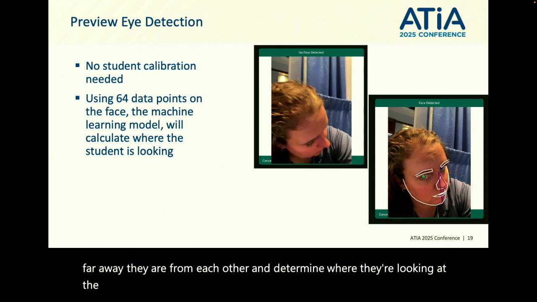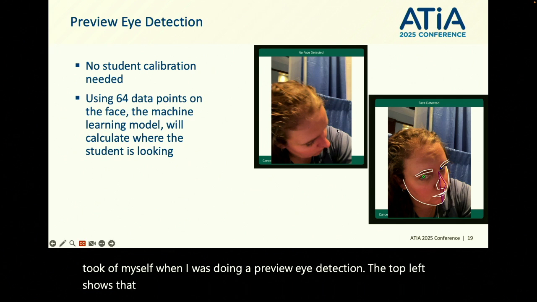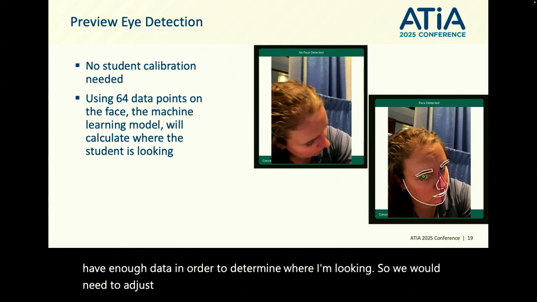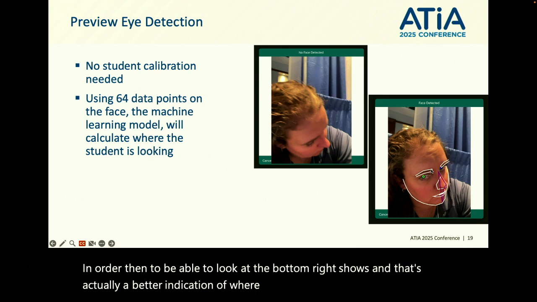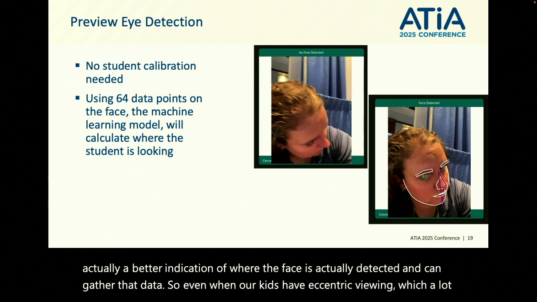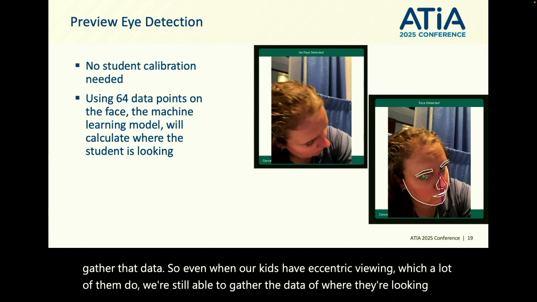So on the right-hand side, you can see 2 screenshots that I took of myself when I was doing a preview eye detection. The top left shows that the camera is looking at the top of my head, and so it doesn't have enough data in order to determine where I'm looking. So we would need to adjust the iPad. The bottom right shows a better indication of where the face is actually detected and can gather that data. So even when our kids have eccentric viewing, which a lot of them do, we're still able to gather the data of where they're looking and determine that information for them.